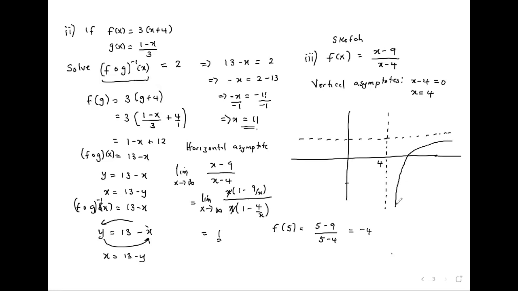But because it has touched that guy, I thought you must know all the intercepts. So you get this into 0. It's got that is 9. Because when you equate x minus 9 over x minus 4 to 0, you get x minus 9 is equal to 0. So x is equal to 9.